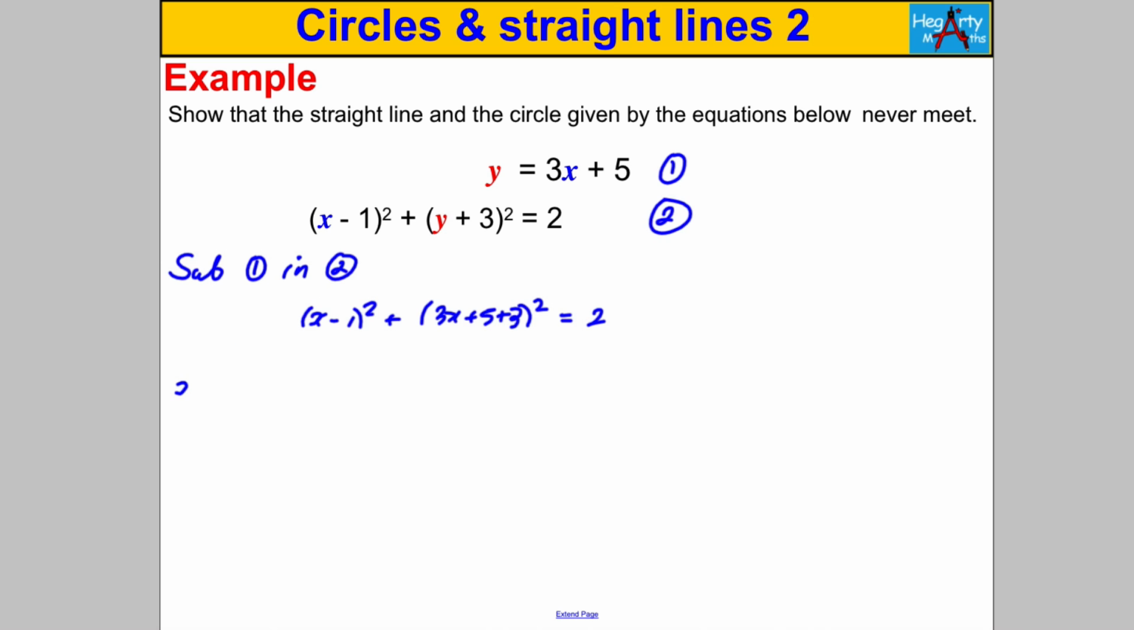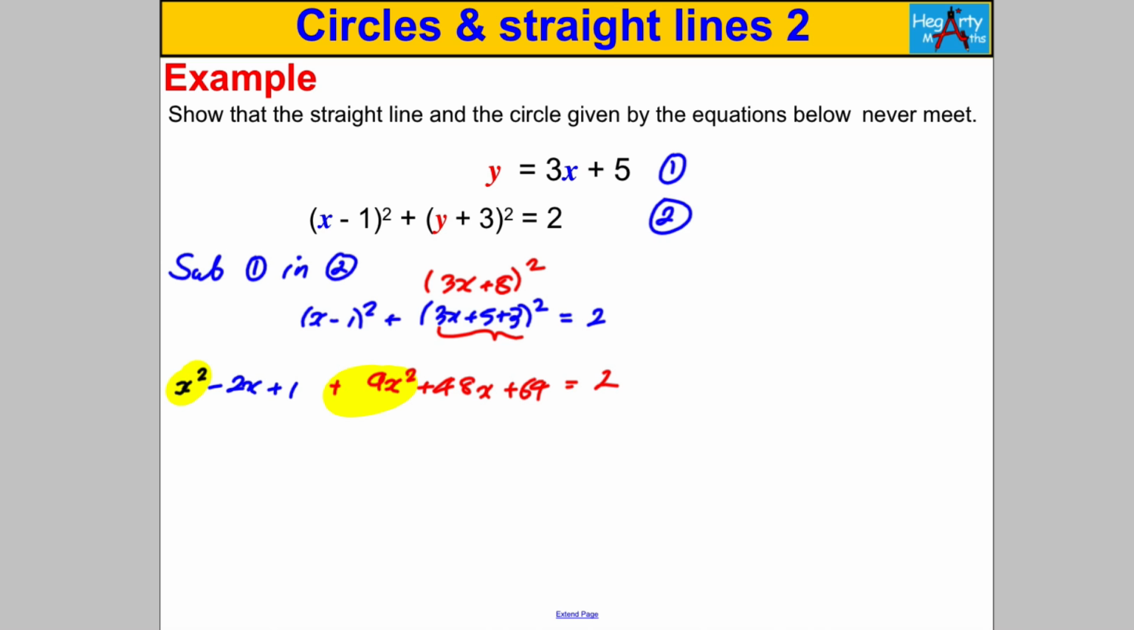This here expands to x squared subtract 2x add 1. Now this here, let's just combine this before we expand. That is 3x add 8, isn't it, all squared? Okay, just doing a bit of tidying up in our heads. And expanding that out, you would get 9x squared plus 48x plus 64 is equal to 2. Okay, now let's collect some like terms.